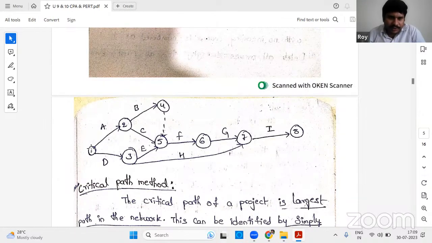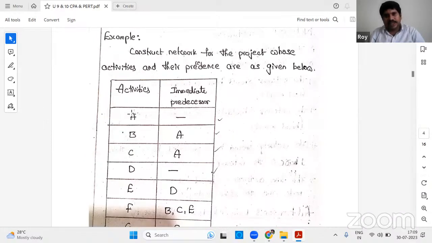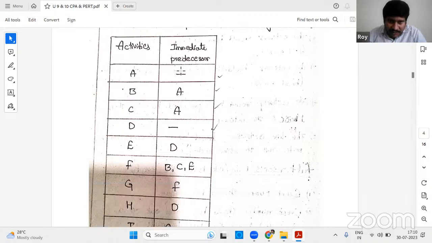Here, when there is a dash, it means there is no beginning before it. These two are the starting points. Very easy to understand. When we have no predecessor, these are all our starting rows. A and D will start from the beginning. Let us say C also had a dash here, then from the first node three arrows would come. Now let us see this.